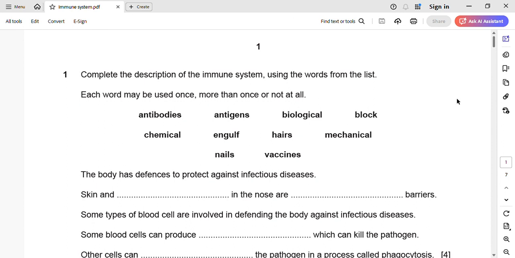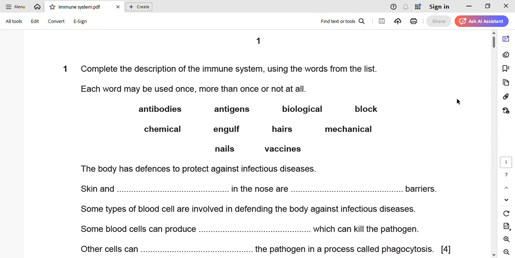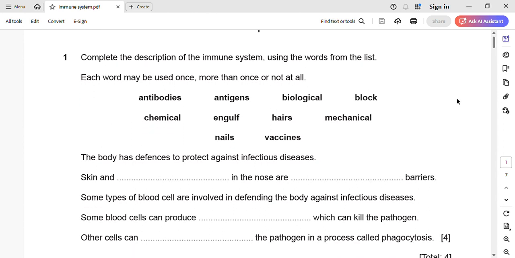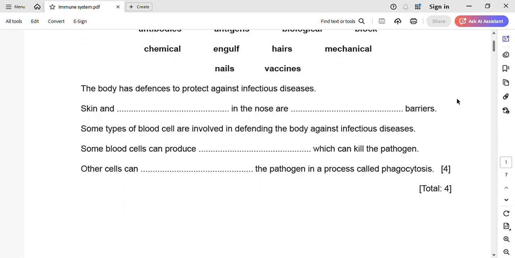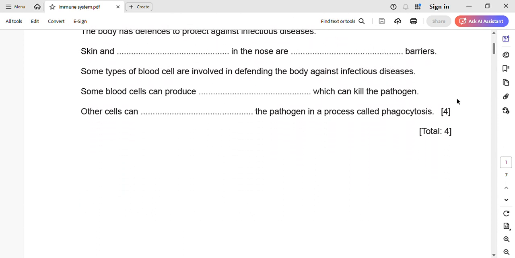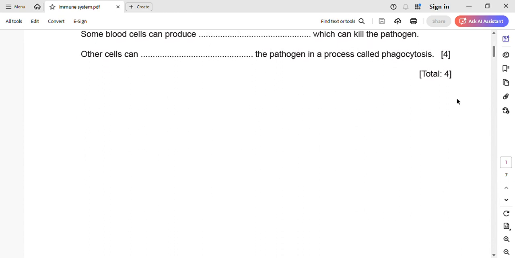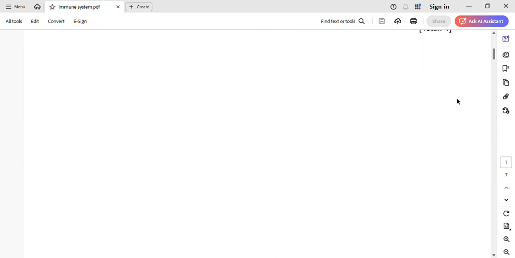The very first: complete the description of the immune system using the words from the list. Here they have already given the words and we need to fill in the blanks. The question is of 4 marks. Then coming on to the second question, which is from the same topic, the immune system.